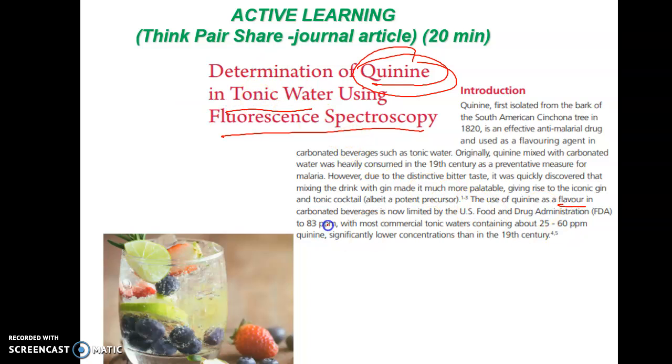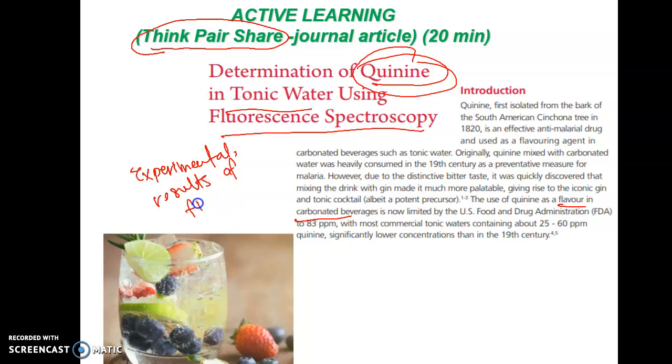Okay, later we will see the journal article, and it is using think pair share, which means pair with any of your friends, as long as it is a pair, and then you extract information on the experimental and results of fluorescence. Okay, fluorescence detector.